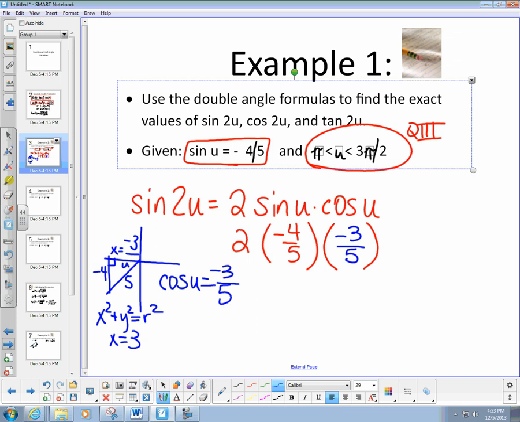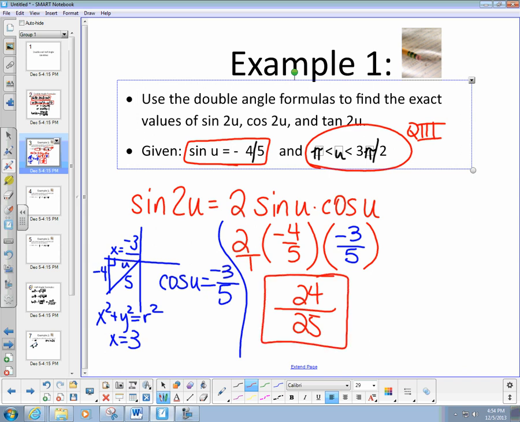Now, once I've got all my values filled in, all I have to do is multiply my fractions together. So I multiply straight across, and negative times negative is going to be positive. 2 times 4 times 3 is 24. 5 times 5 is 25. So the answer for sine of 2u is 24 over 25.